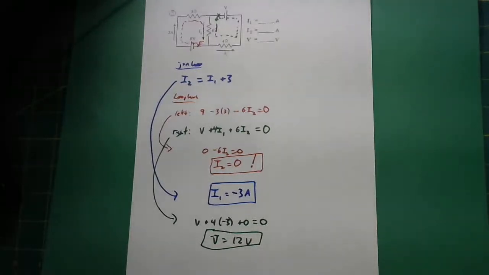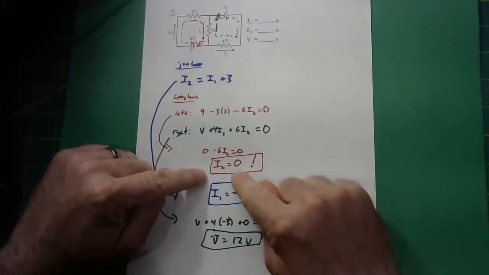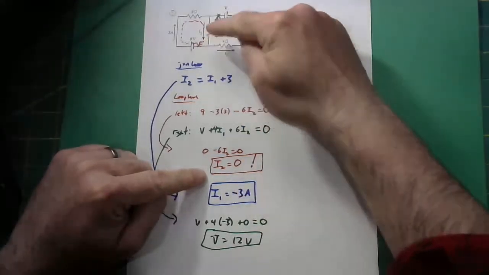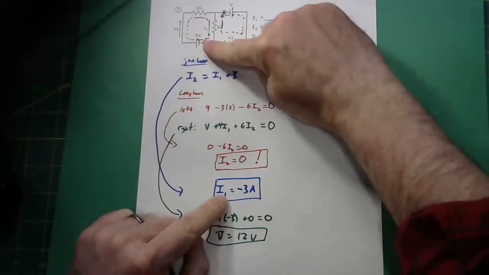And there's my solutions. So what's going on here? Why are we getting 0 for our current in that middle branch? Well, here's what this is saying. Look, I1 is flipped backwards. I1's actually going this way.